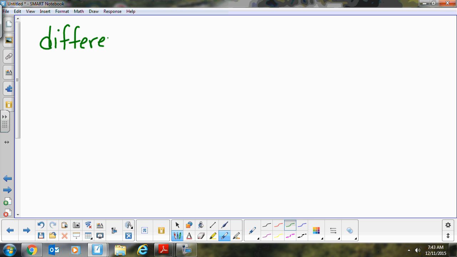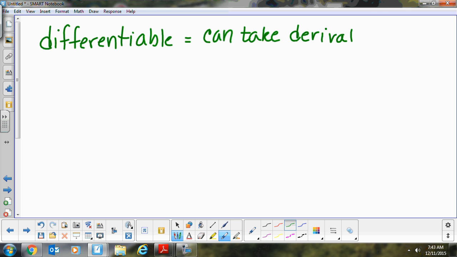What does that mean? What does differentiable mean? Okay, you can take the derivative. What does that mean there is not? If you can take the derivative everywhere, what does it not have? It does not have any asymptotes. So doesn't that mean continuous is also a piece of this?